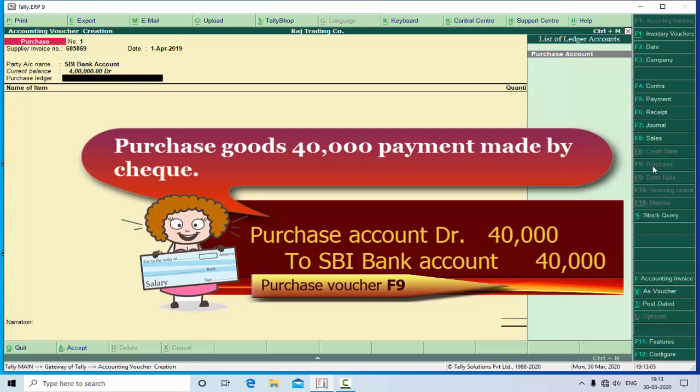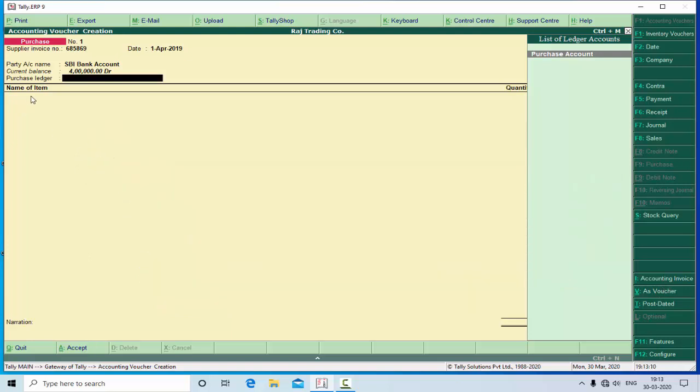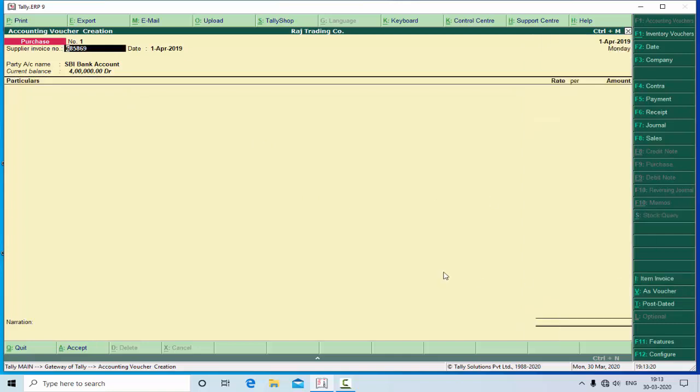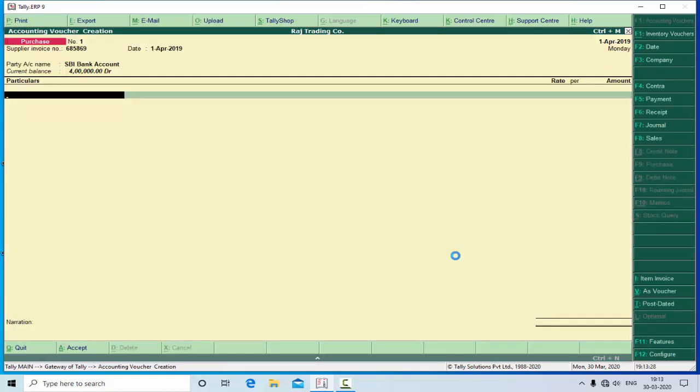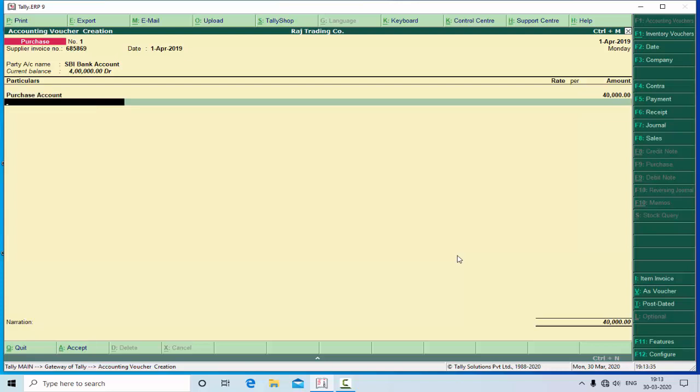And before entering this entry, select accounting invoice here, because we are not following the item detail inventory system in this video. So select the accounting invoice before recording the entry in the purchase voucher. I think you understand. And enter the purchase account here and then enter the amount of 40,000. I think you understand. So the entry will be purchase account debit, SBI bank credit.